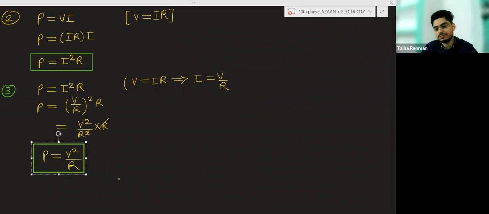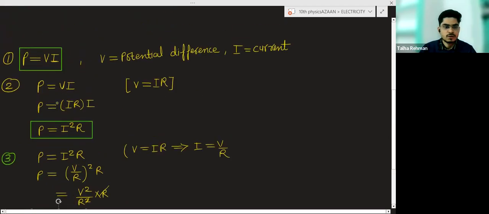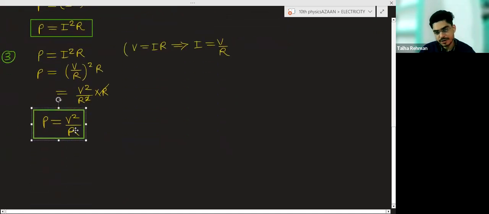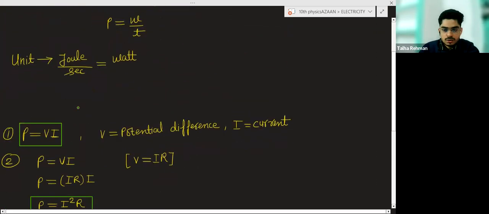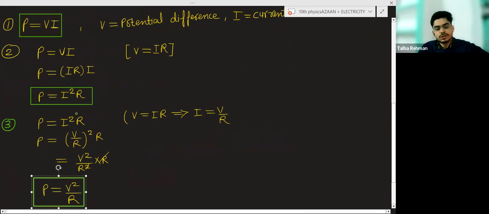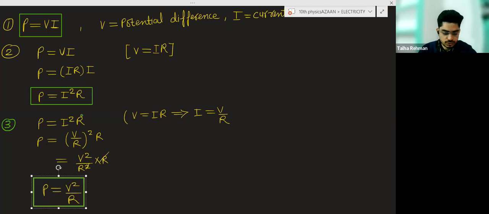Definition you will not get. You will get the questions, numericals. Three formulas of power: VI, I square R, V square divided by R. According to the situation, we will use these formulas.